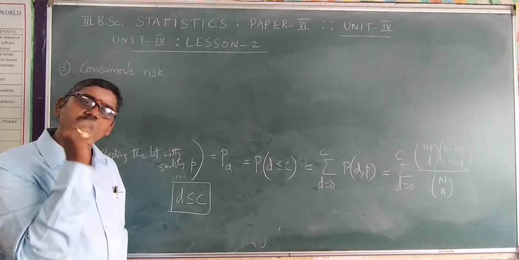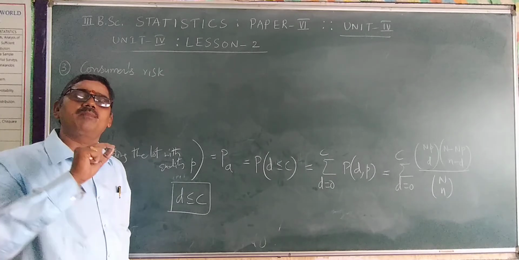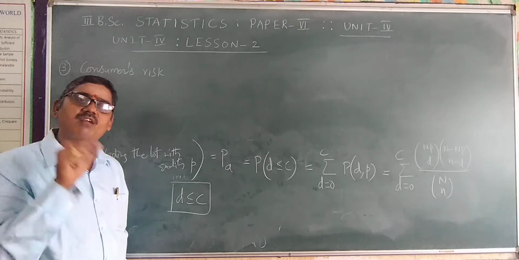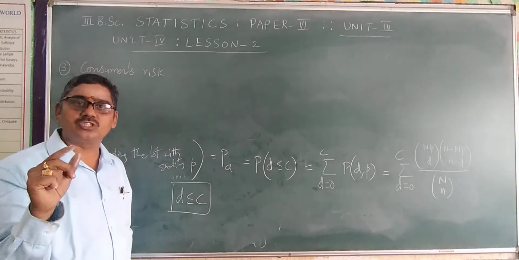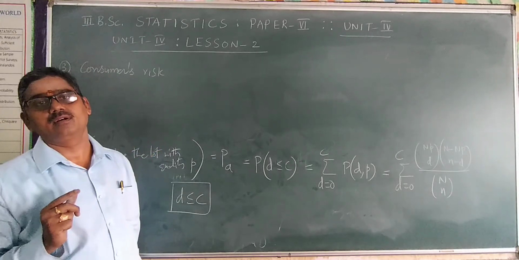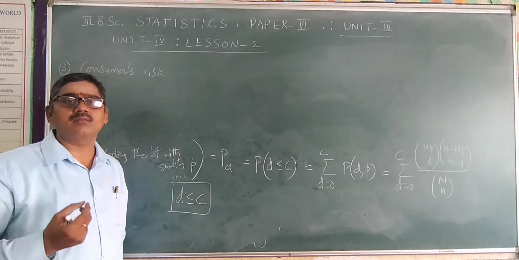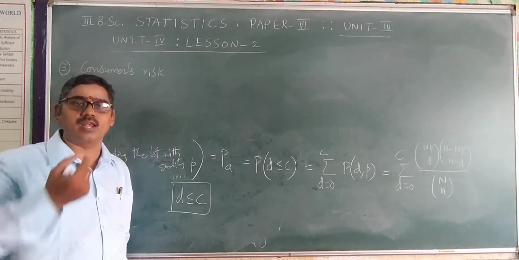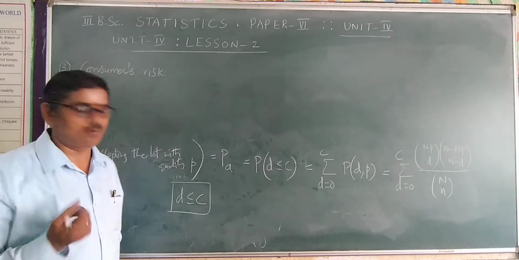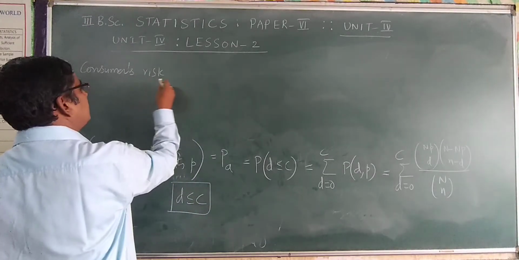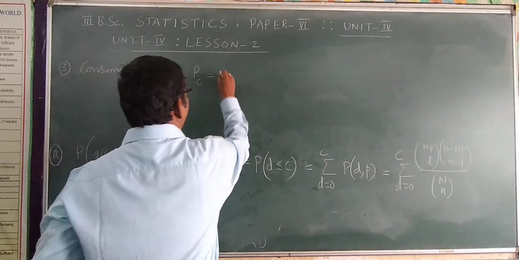But in the consumer's risk, it is going to be specified as the fraction defective which can be accepted by the consumer. Up to that level it is going to be accepted. The maximum tolerated by the consumer. PT is nothing but the maximum tolerated fraction defective, proportionate number of defective items. Hope you understand.